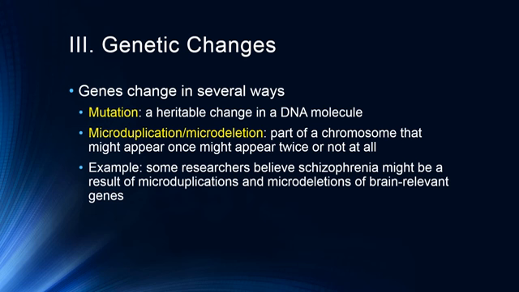Some researchers believe that schizophrenia might be a result of microduplications and microdeletions of brain-relevant genes. It appears that bipolar disorder is due to what's called repeat nucleotide expansion. It gets worse with each successive generation where that trait is expressed. Essentially, each generation adds on another part of this nucleotide sequence, and as a result, you end up with much worsening bipolar disorder over multiple generations.